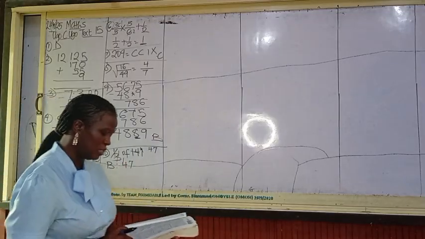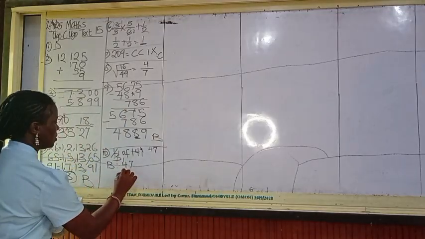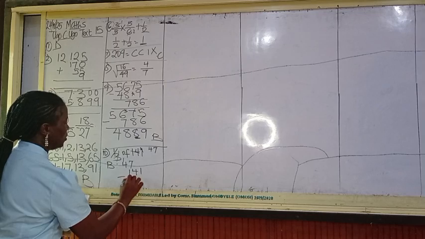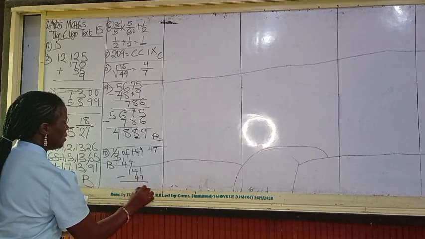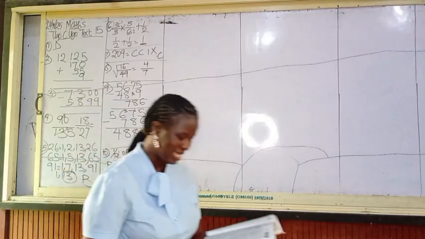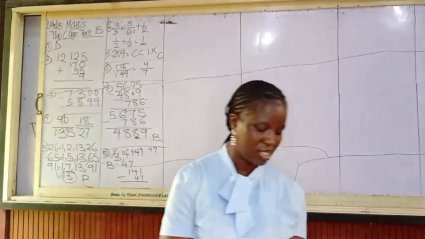So what are we going to do? It will now be 141 minus 47. Please, I will appreciate it if I can get that answer in the comment section.